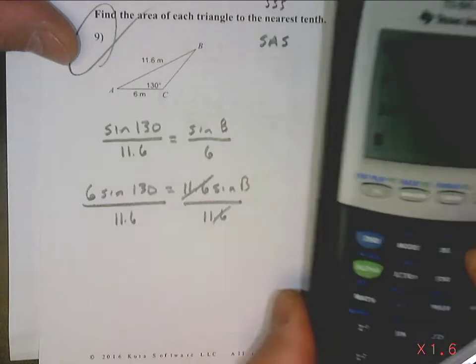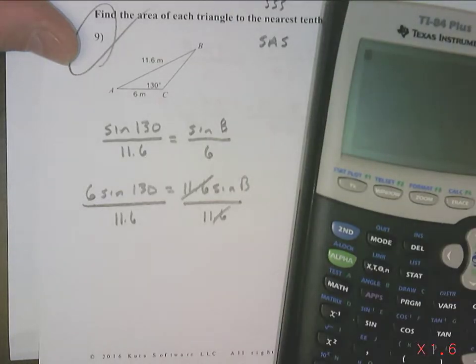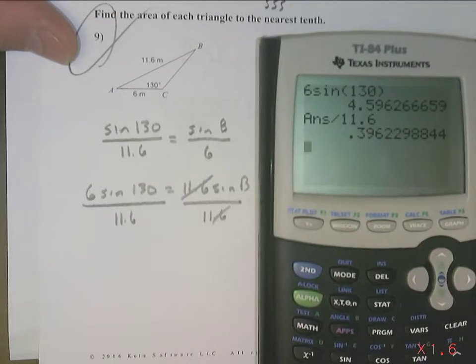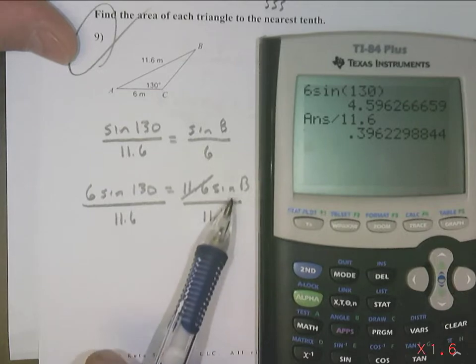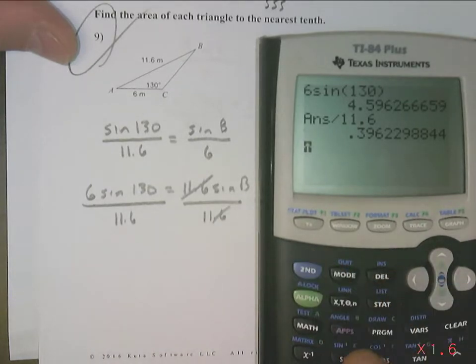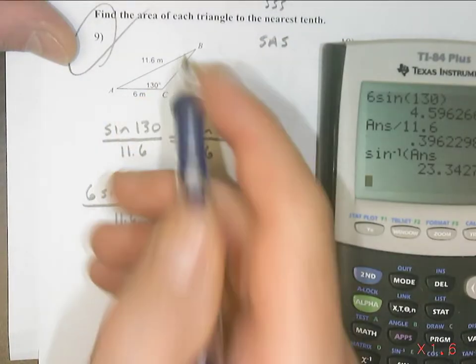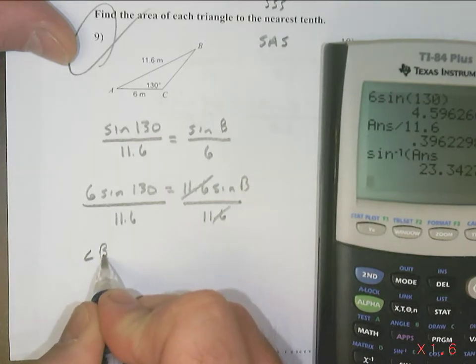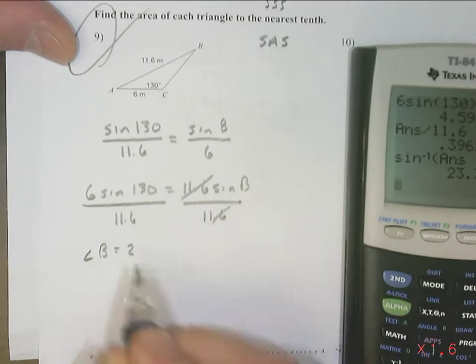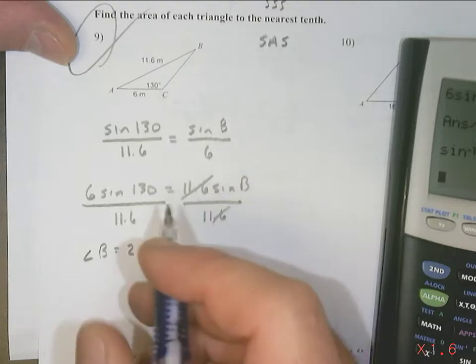And my calculator, 6 sine 130, I like to hit equals, divided by 11.6, and that gives me a weird decimal. Remember, that's equal to sine of B, and to get rid of the word sine, we do inverse sine of the previous answer, 23.34. That's angle B up there, 23.34.